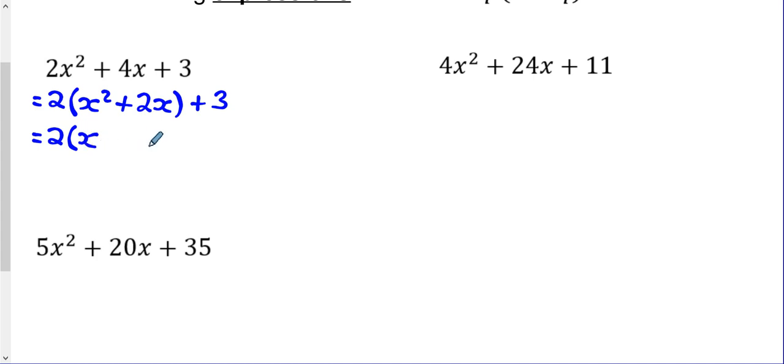So single x in the bracket squared. We still half this coefficient. Half of 2 is 1. However, now whatever comes out of this bracket will get multiplied by this 2. Will get doubled. So, an extra bit of working. This time it will be 2 lots of 1 squared, which will be 2.